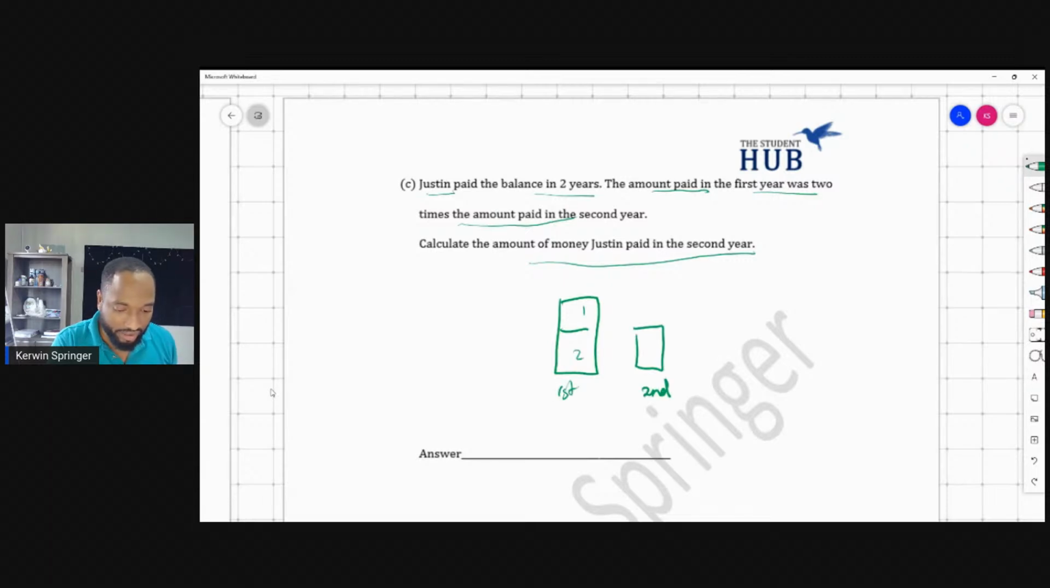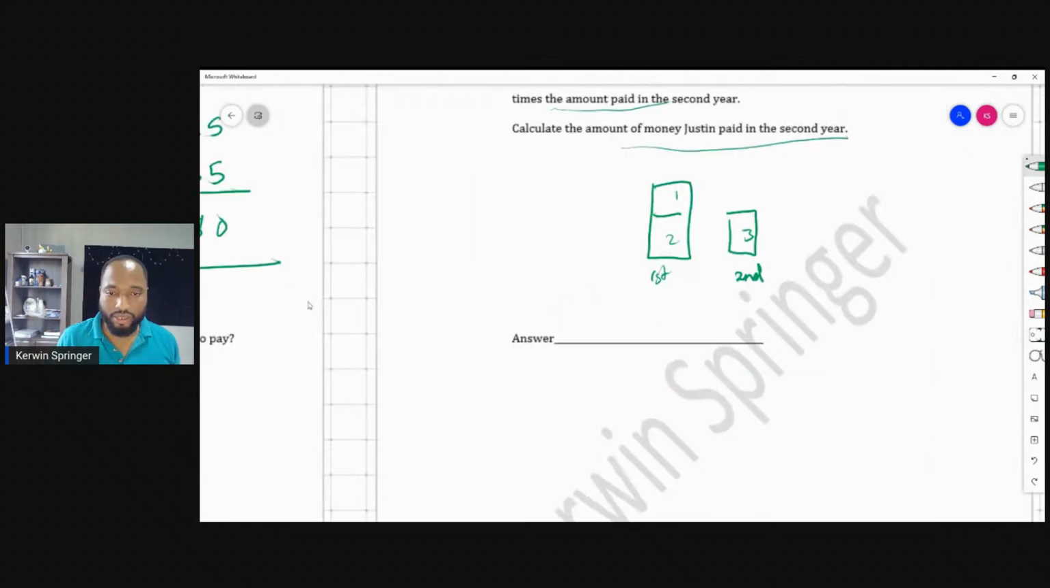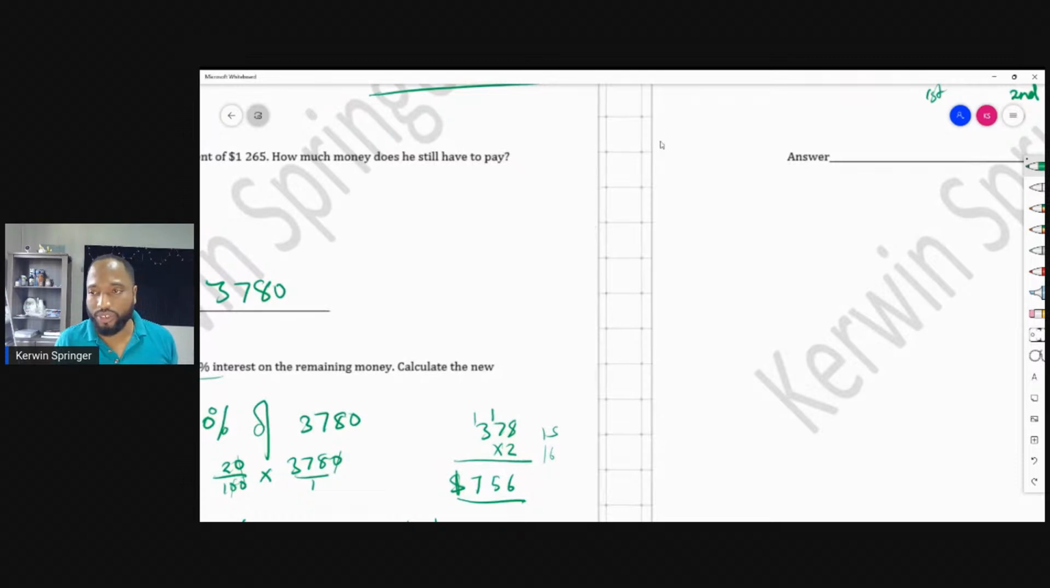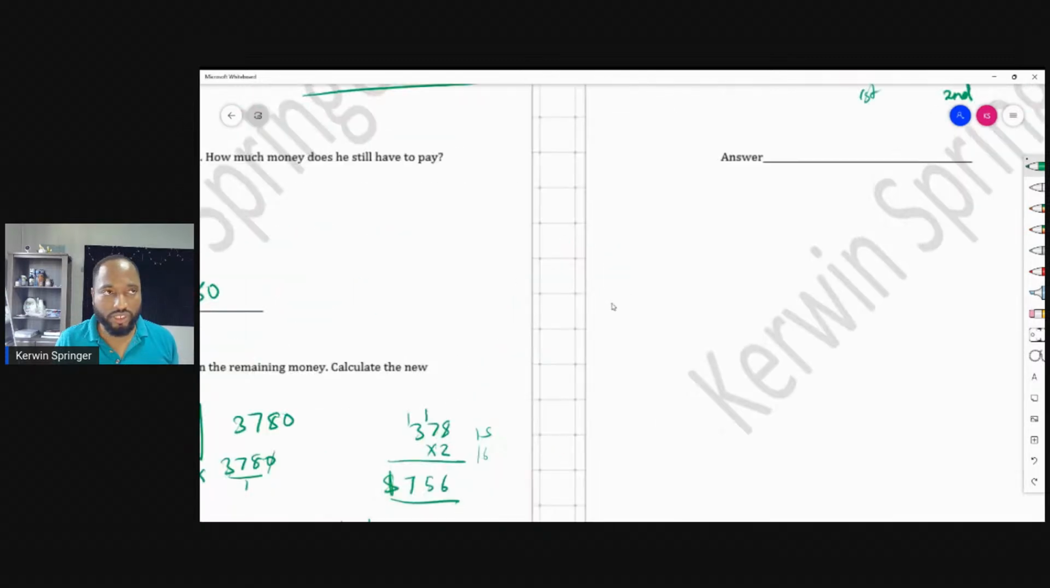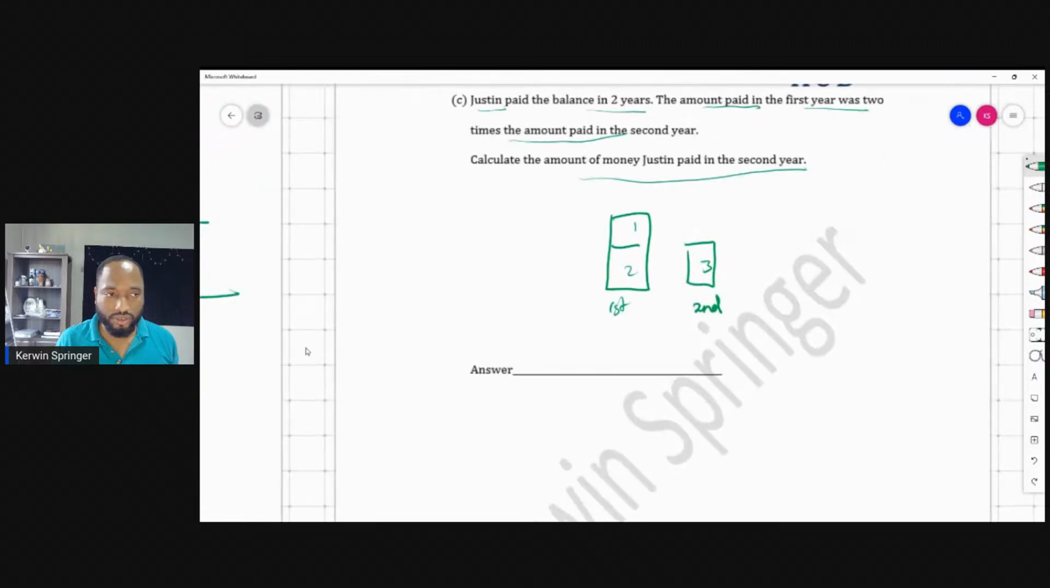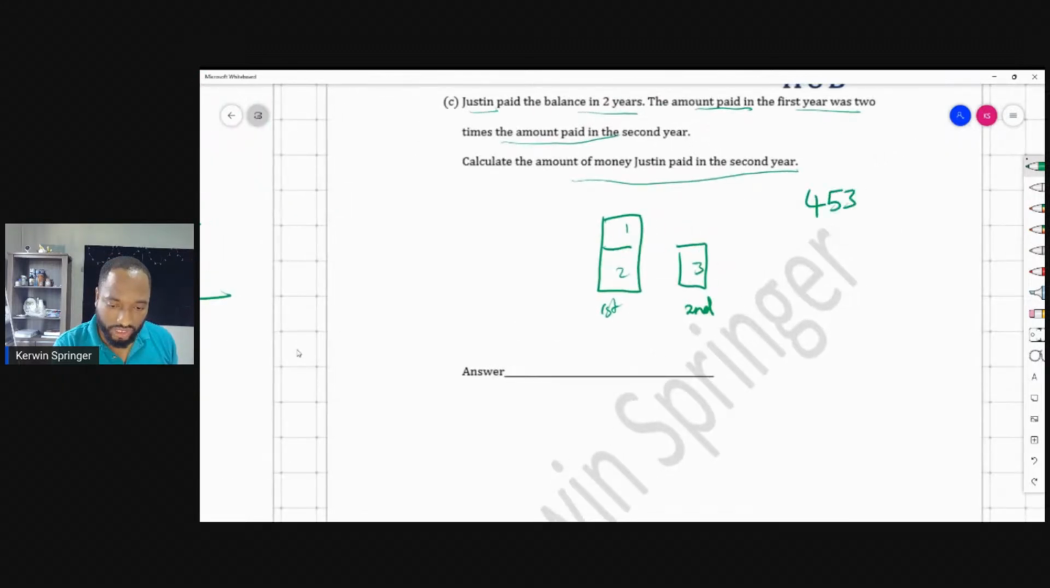How many parts do you think there are? In the first year, he paid twice the amount that he paid in the second year. How many parts are there? Keep in mind, he has to pay back, how much in all? 4536. 4536 is what he has to pay in all. So there are 3 parts if you really study it. 1, 2, 3 parts. So we can find what one part is. 3 parts would be all to pay back 4536. 1 part would be 4536 divided by 3.